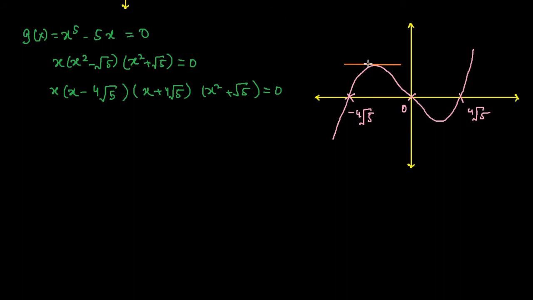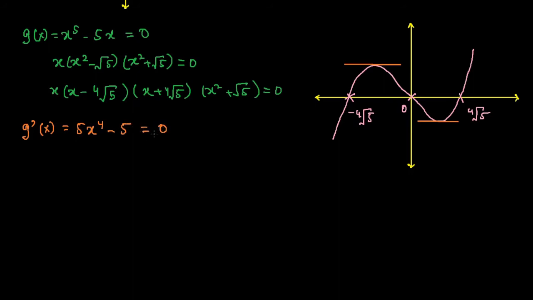This is the local maxima, you can say, because it is upward, and the local minima is this over here, definitely. So to find the local maxima and the local minima, we first need to differentiate the function. If we differentiate g of x, we get g dash of x equals 5 times x to the power 4 minus 5.